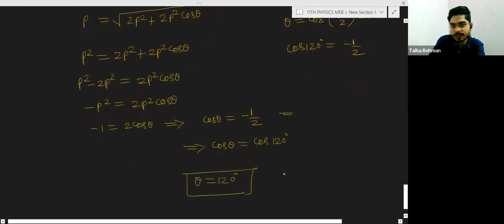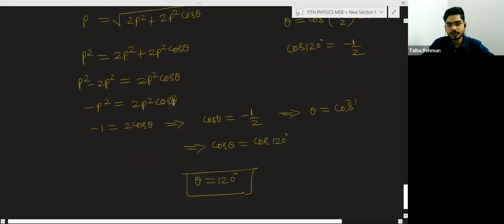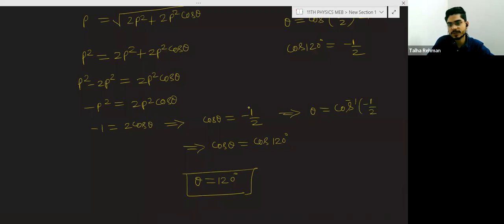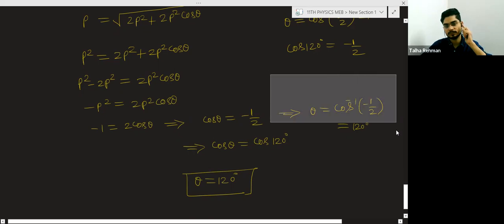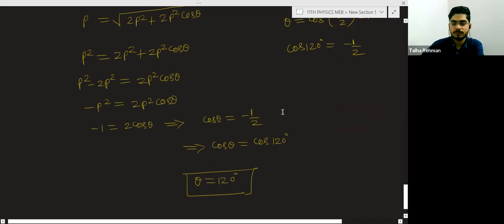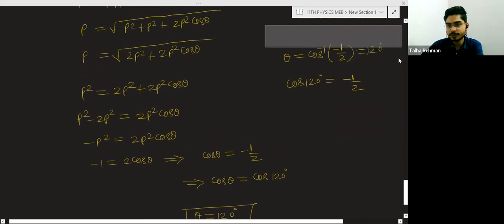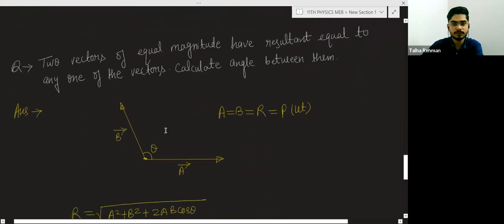Or either you can do this also. You can convert this into the inverse trigonometric function. So this will become cos inverse. This cos will go to this side, so it will become cos inverse of minus 1 by 2. Cos inverse of minus 1 by 2 is equal to 120 degrees. So this is your final answer. So cos 120 degrees, you should know. Note it down.